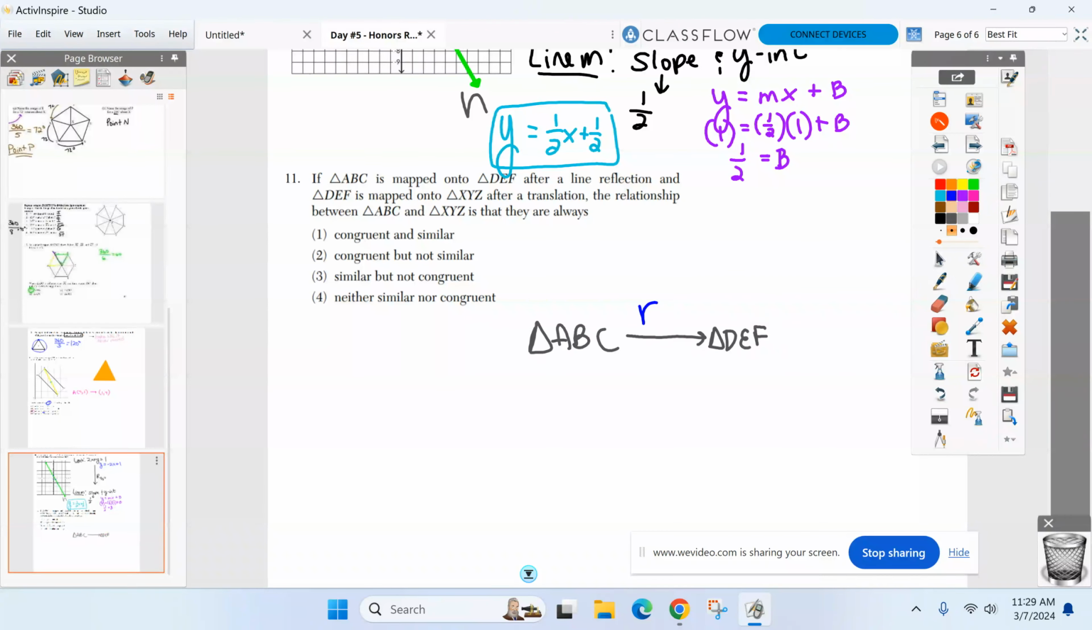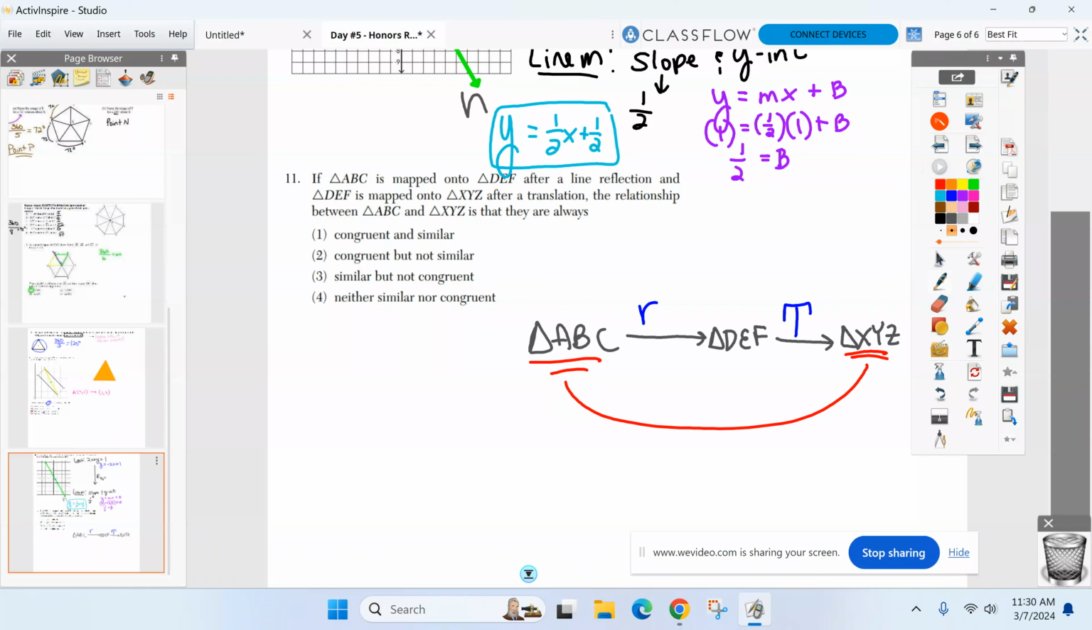Reflection. Notice it doesn't say what I'm reflecting over because it does not matter here. And then finally, I'm going to take triangle DEF, do something to it, and get to triangle XYZ. How do I get to XYZ? A translation. Doesn't matter how many up, down, left, and right I go. What am I going to know about my pre-image ABC and my image XYZ?